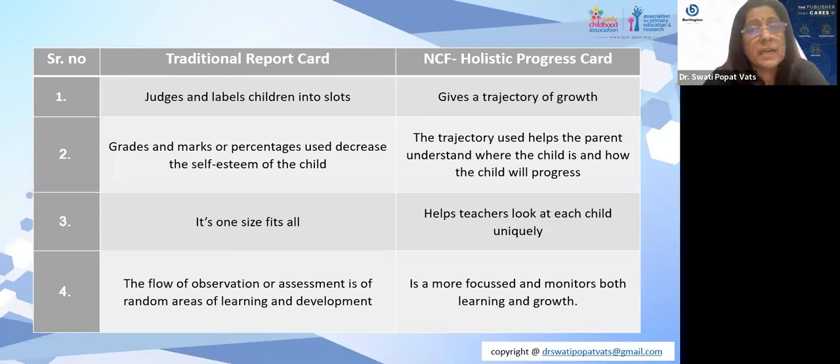Whereas a holistic progress card will give a trajectory of growth, which means now your child is here and now your child is here. So there is a kind of positiveness that there is a movement in my child's growth. Traditional report cards give grades, marks, percentages, which all decrease the self-esteem of the child. Whereas in a holistic progress card, the trajectory helps parents understand that this is where the child is, but that doesn't mean that this is the end. This is where he can progress to.